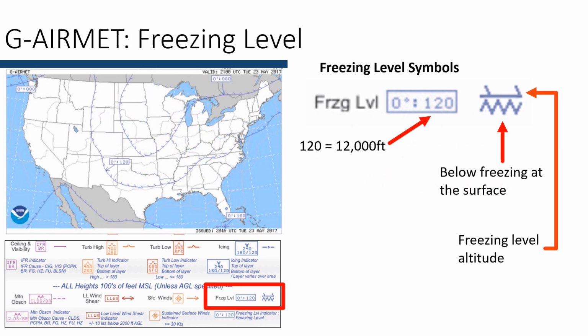When looking at a G-AIRMET freezing level, it is important to pay attention to the lines and rectangular label boxes. If it is a solid line with oblique lines protruding from the top, then the freezing level is at the altitude stated in the box in hundreds of feet mean sea level. A jagged line indicates the surface temperature is below freezing.